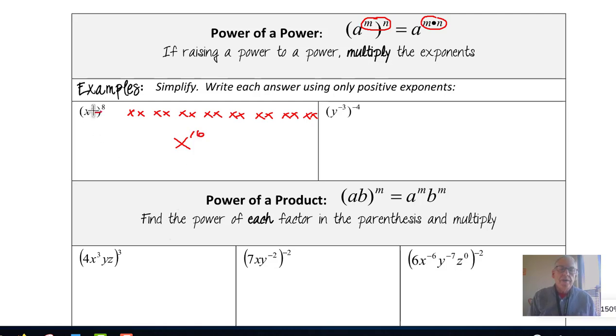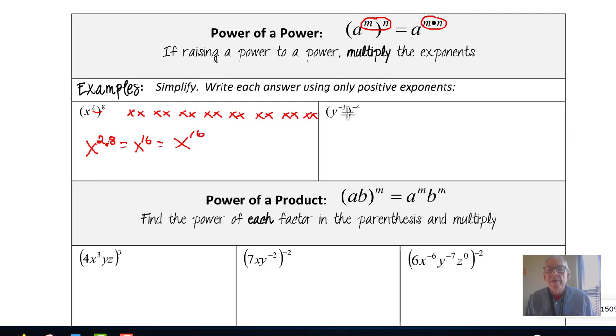And the shortcut for that is to take the base and multiply the exponents together. We call that the power of a power rule. And 2 times 8 is 16. So that's the shortcut to get x to the 16th. The exponents are written close together, you're going to multiply them.